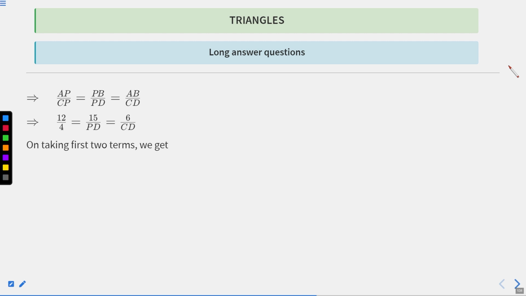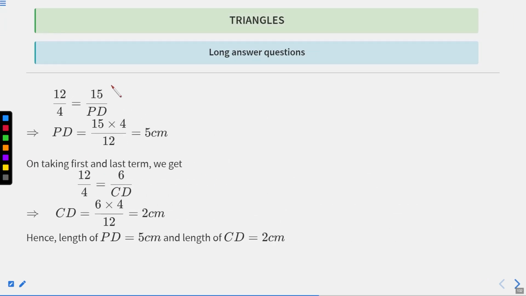Okay, so now using the definition of similar triangles, AP by CP is equal to PB by PD is equal to AB by CD. Okay, and the value of AP is 12 centimeter, CP is 4 centimeter, the value of PB is 15 centimeter, the value of AB is 6 centimeter. So 12 by 4 is equal to 15 by PD, which is equal to 6 by CD. So on taking the first two terms, we get the value of PD. PD is equal to 4 into 15 by 12, so we get PD is equal to 15 into 4 by 12, that is equal to 5 centimeter.